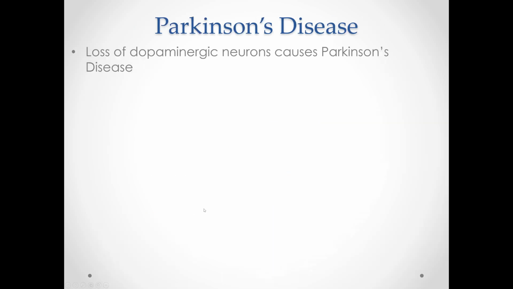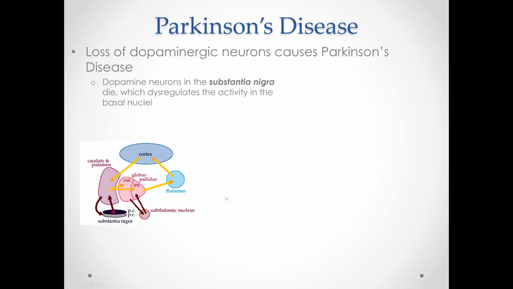So Parkinson's disease is the loss of the dopaminergic neurons. And so when these neurons die, it leads to Parkinson's disease. And Parkinson's disease is considered to be a progressive disorder. So it usually starts out very mild. So not all of the neurons die at once. But as the disease progresses, more and more neurons die, and this leads to an increase in the symptoms.